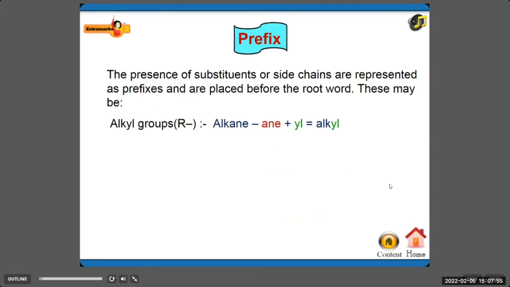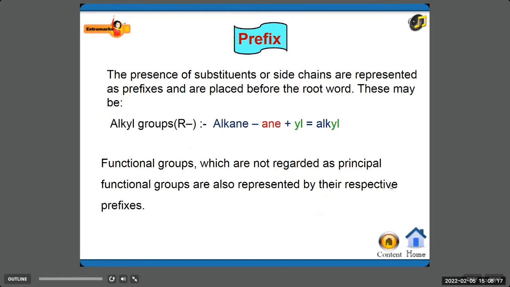Now let us study about prefix. The presence of the substituents or side chains is represented as prefixes and are placed before the root word. These may be alkyl groups. Names of alkyl groups are derived by replacing the terminal -ane of the corresponding alkane by the suffix -yl. These groups contain one hydrogen atom less than the alkane. For example, the removal of one hydrogen atom from the molecule of methane forms methyl group. Similarly, the removal of one hydrogen atom from the molecule of ethane forms ethyl group.